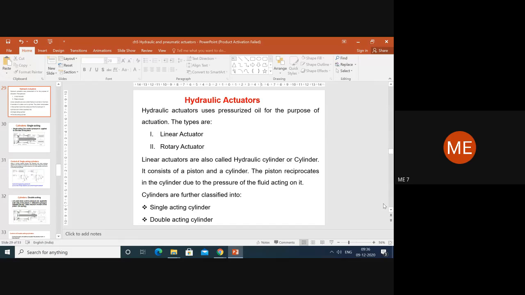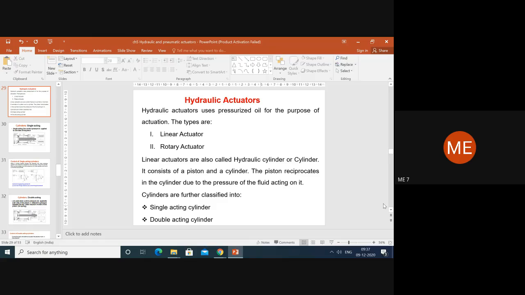After we have completed the valves and their types, the next topic we are moving to is the hydraulic actuators. As you know already, actuators are devices which move with an external force or pressure. Hydraulic actuators or pneumatic actuators use pressurized oil or compressed air for the purpose of actuation. The types are linear actuators and rotary actuators. So there are two different types of hydraulic or pneumatic actuators: one is linear and the other is rotary.